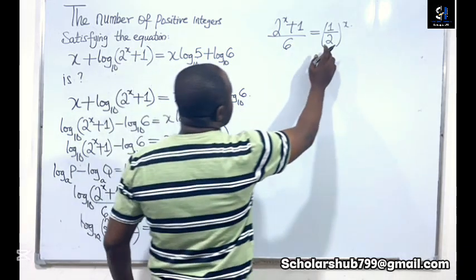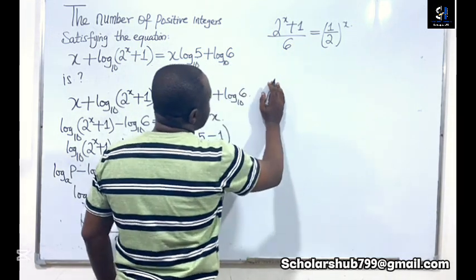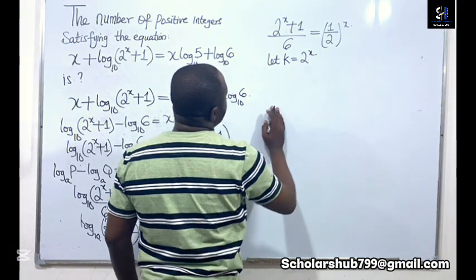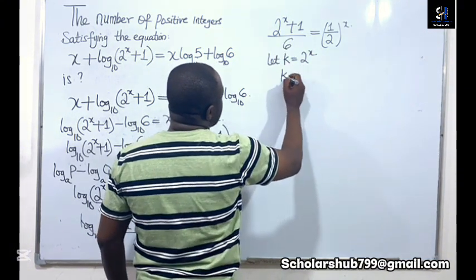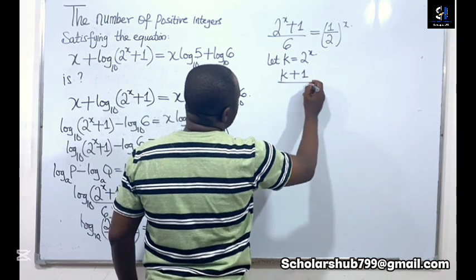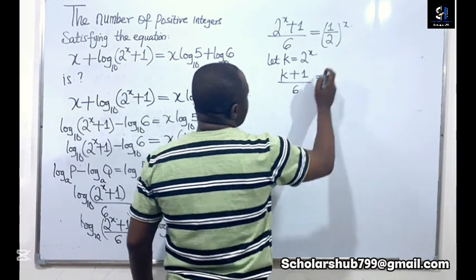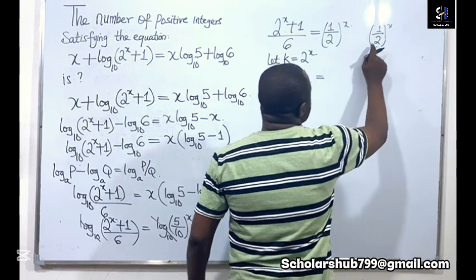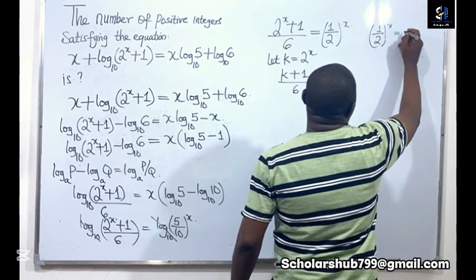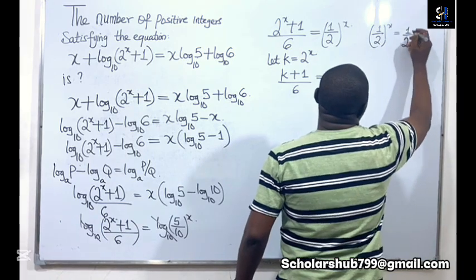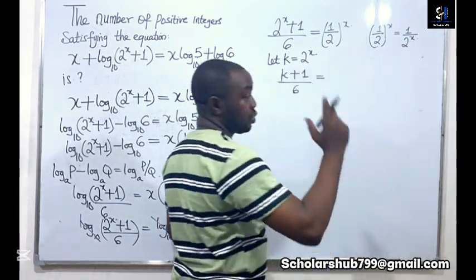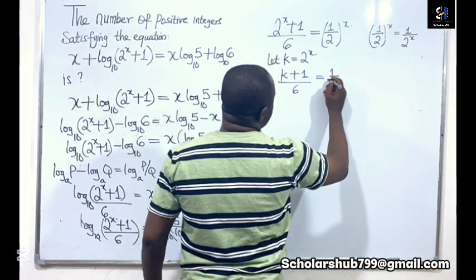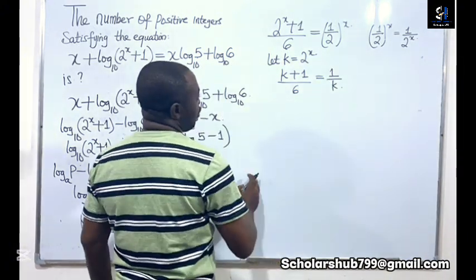In this case, I'm going to make a substitution. Let k equal 2 raised to the power of x. Which means this will be (k plus 1) over 6 equals, and we know that (1 over 2) raised to the power of x is the same as 1 over 2 raised to the power of x. So now this will be 1 over k.